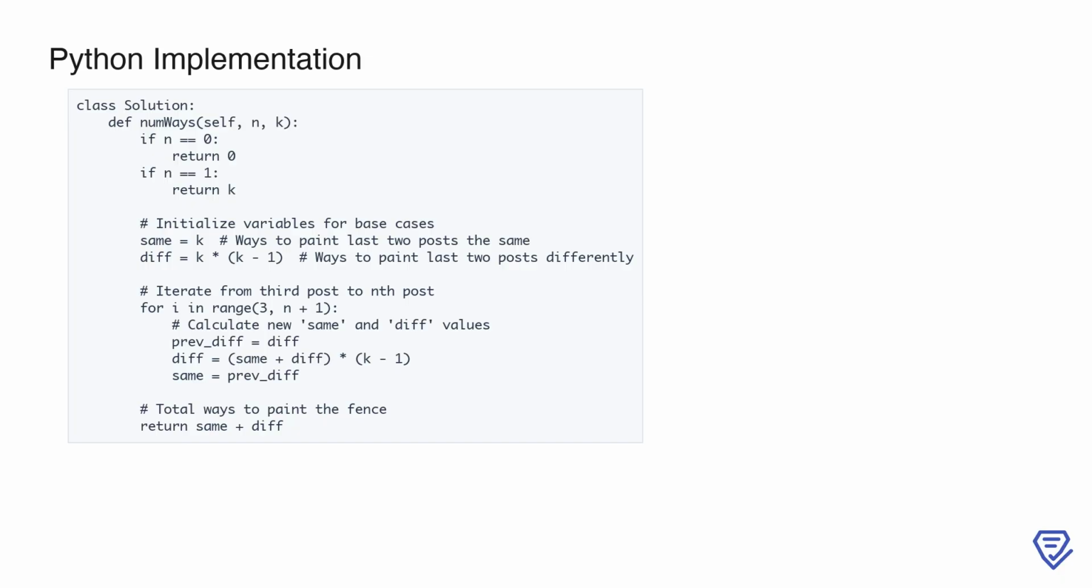For larger values of n, starting at 3, we iterate and update same and diff. The new diff is calculated as (same plus diff) times (k-1), which combines the previous configurations where the last two posts were either the same or different, multiplied by k-1 for the new post's color.